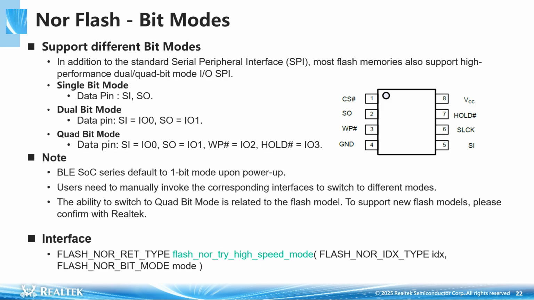By default, the flash typically boots up in the stable 1-bit mode. Users need to call specific interfaces in the app to switch between different bit modes. The ability to switch to quad-bit mode is related to the flash model. To support new flash models, please confirm with Realtek.